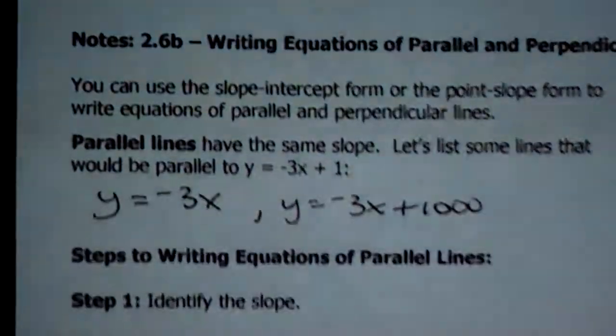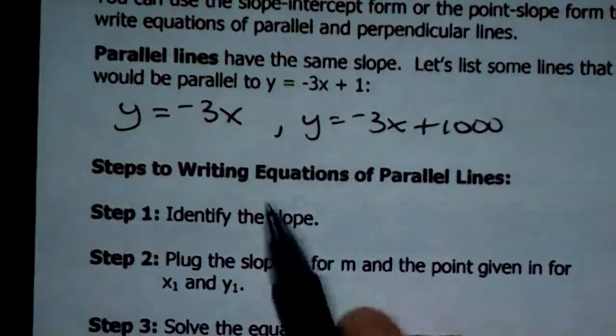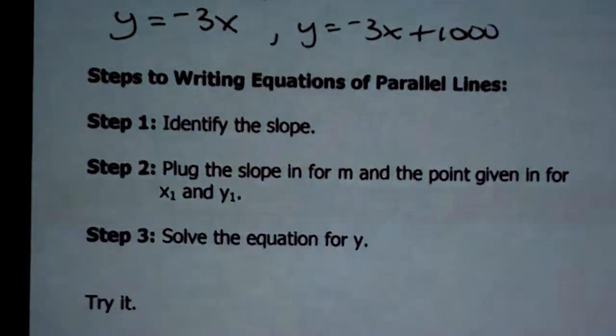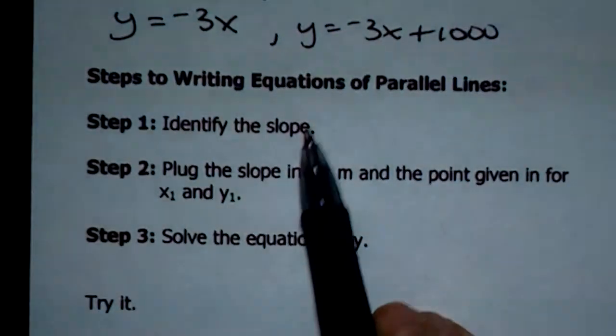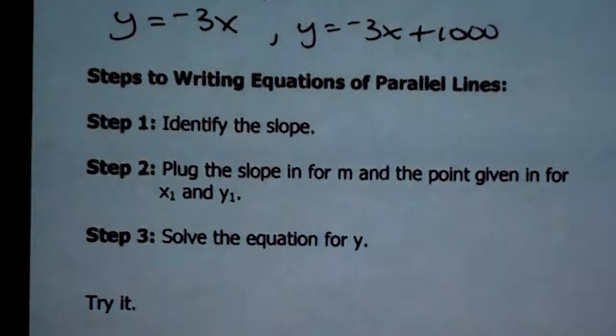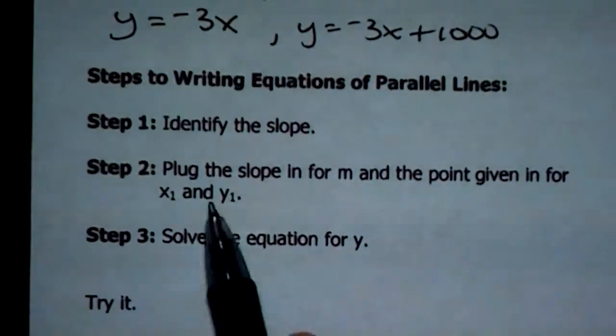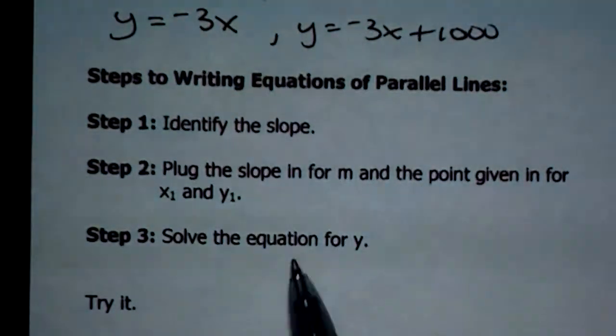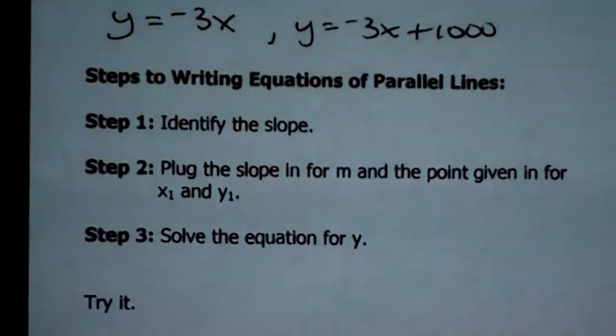All right, so step 1, I want us to be able to write equations of parallel lines. Your step 1 will be to identify the slope so that you know what you need for your equation, because the other line should be parallel to it, so it should have the same exact slope. Then you're going to plug the slope in for m and the point given in for x1, y1, and you'll solve the equation for y. So this is what these will look like.